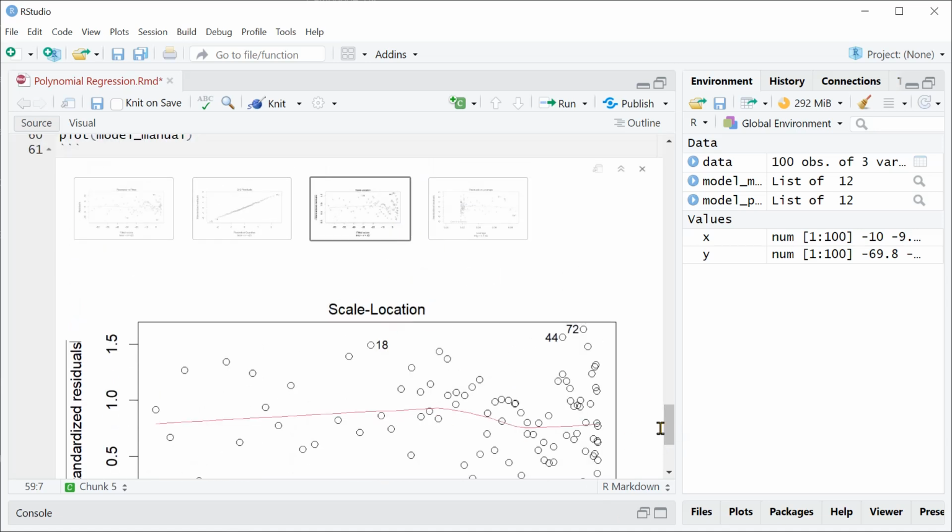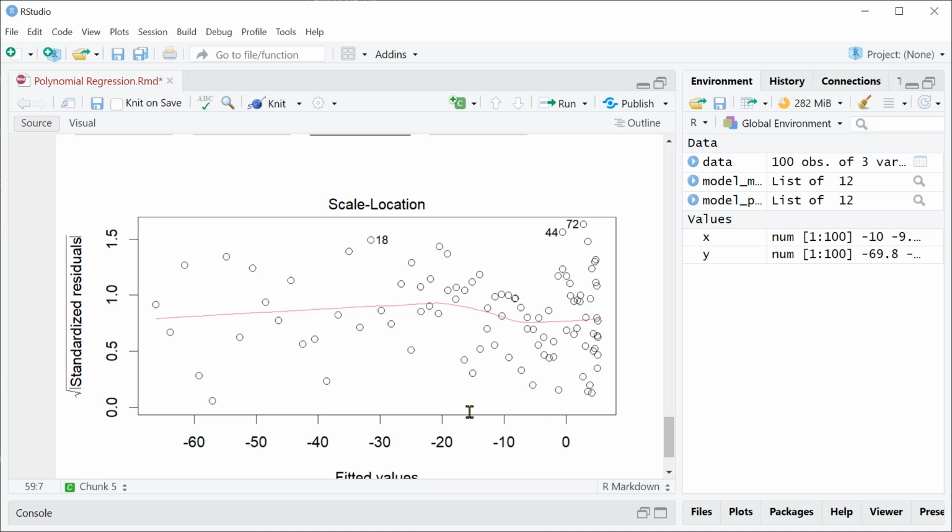The scale location plot indicates that the residuals are evenly scattered across the fitted values. This indicates that the residuals are constant in terms of their variance, which allows for the assumption of homoscedasticity.